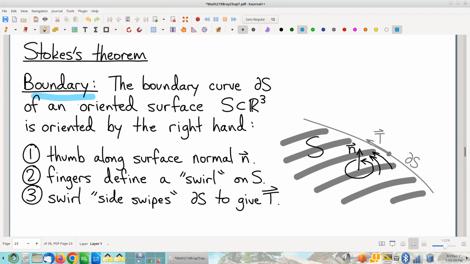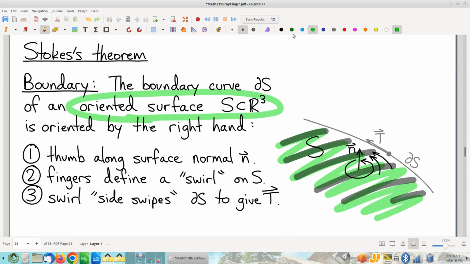Let's start with boundaries. So here is a surface. Notice this is an oriented surface. Oriented meaning that it comes with a normal vector describing what we mean by the positive direction through the surface. When you have an oriented surface, you can talk about its boundary. Of course, the boundary is going to be a curve. It's kind of the edge, if you will, of the surface.